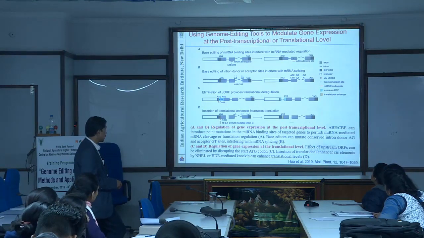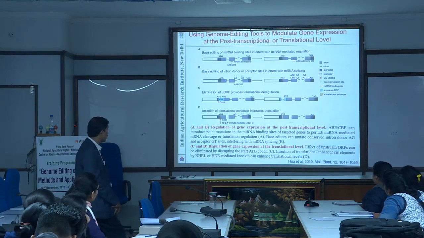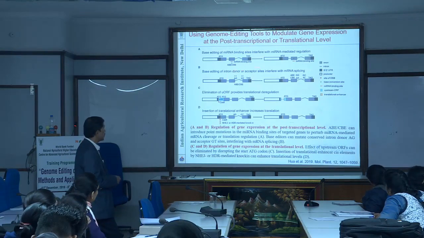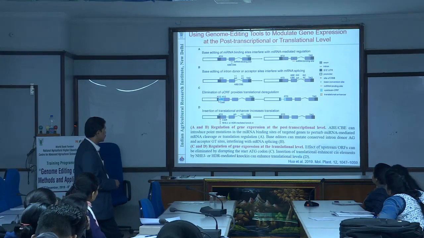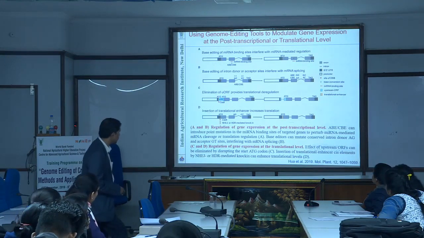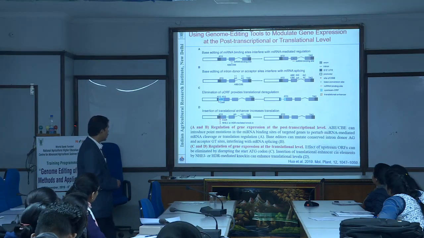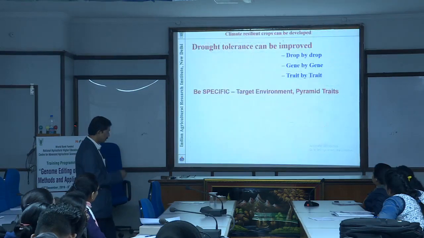You can also do post-translational regulation. That is, the transcription is not affected, but the translation product may have a different impact, where you can alter the splicing sites. That is, base editing can be used to modify the AG and GT so that the splicing is altered, or you can modify the upstream ORFs, the small ORFs present before the actual initiation codon, that will enhance the translation, or you can put some translational enhancer in the genes for improving the stress tolerance.